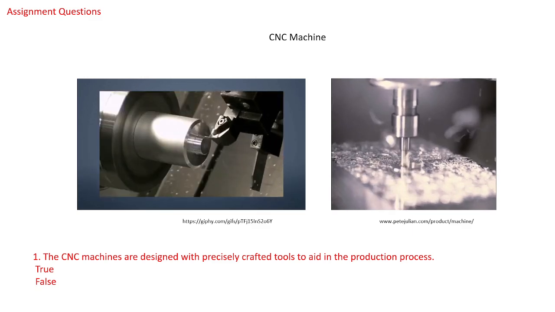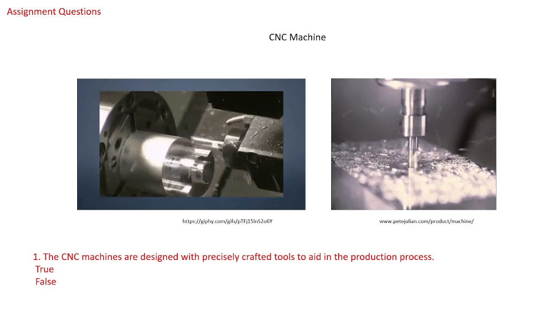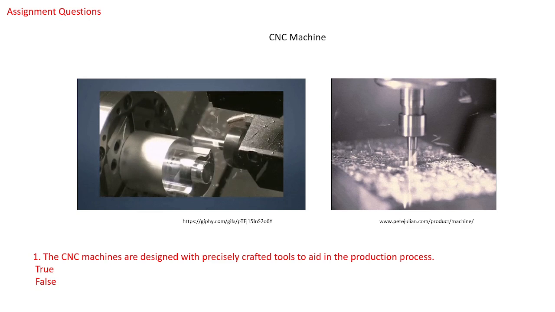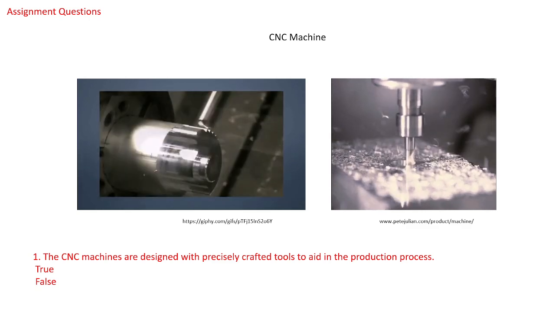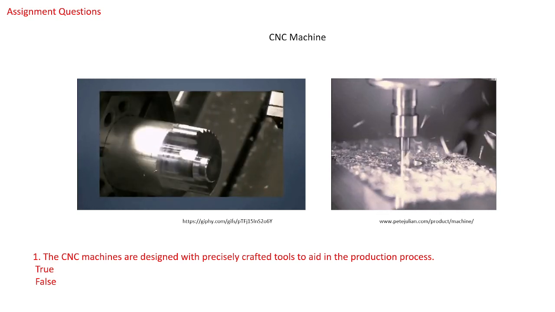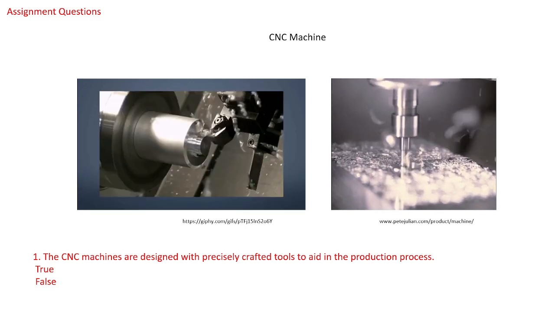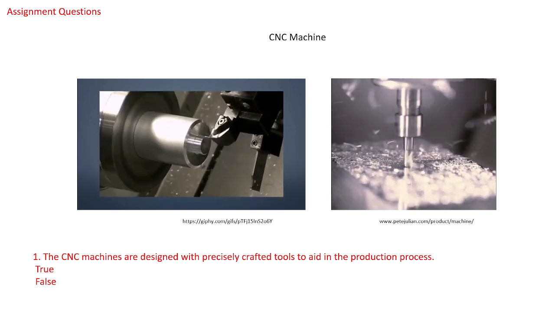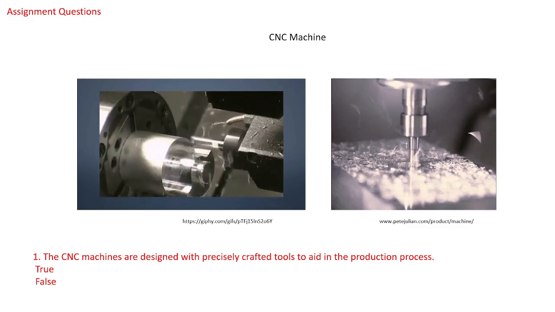So this is the basic overview of the CNC machining center, where machining center describes almost any CNC milling or drilling machine which includes an automatic tool changer or a table which clamps the workpiece in place. Okay. So why am I telling you about those things? The first question given is that CNC machines are designed with precisely crafted tools to aid in the production process. From that description, you can even tell whether the statement is true or false.